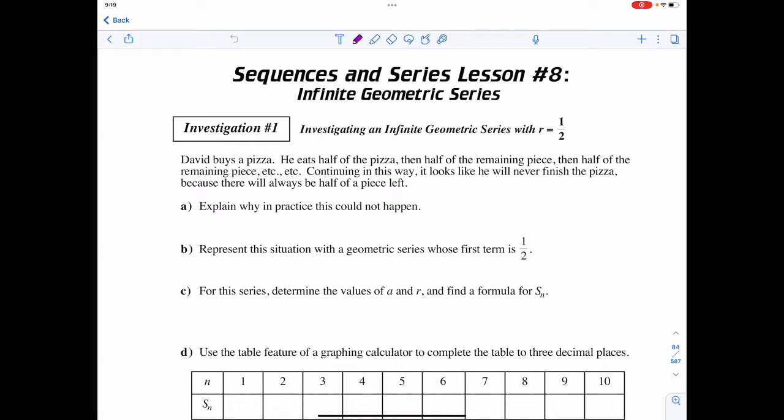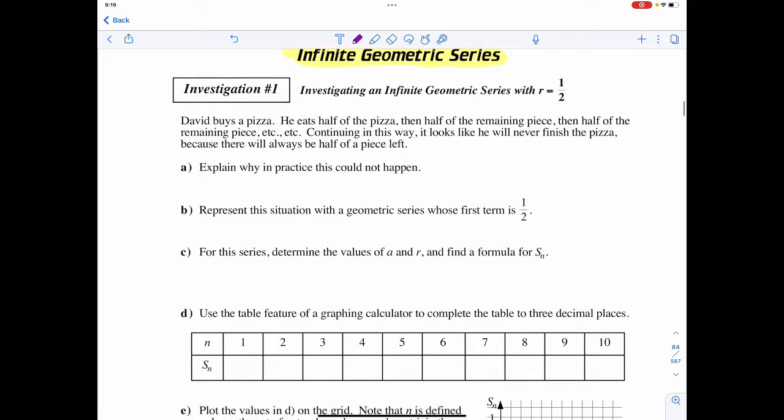Okay, for this last lesson, we're going to take a look at infinite geometric series. Now, we're going to start with a very common example to explore how infinite geometric series work. So, David buys a pizza.